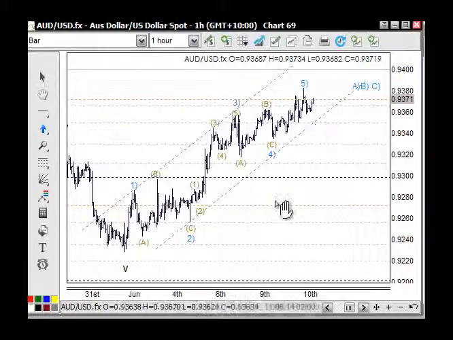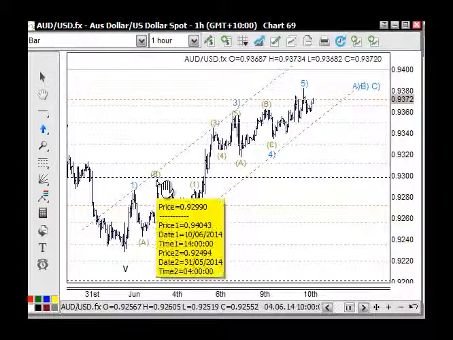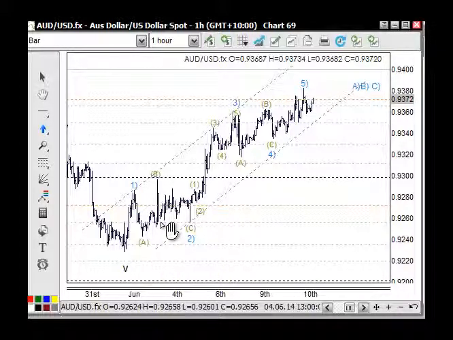The wave count that can go higher from here is pretty much including this B wave here, up for 1, 2, and back to probably, well, straight into here really.